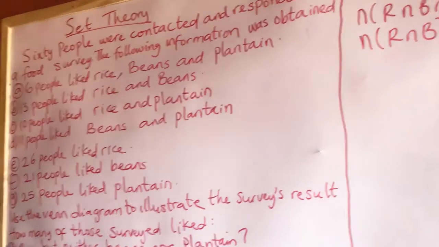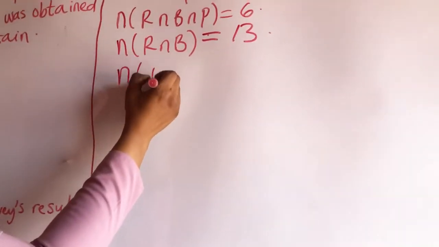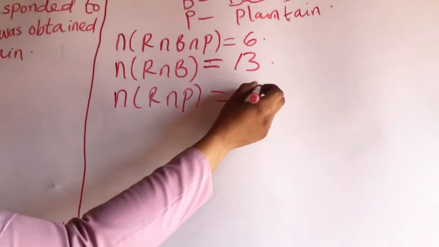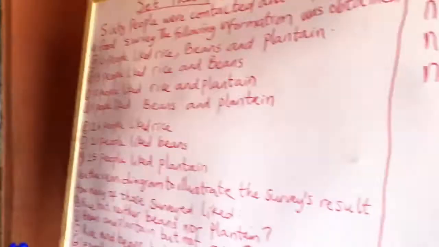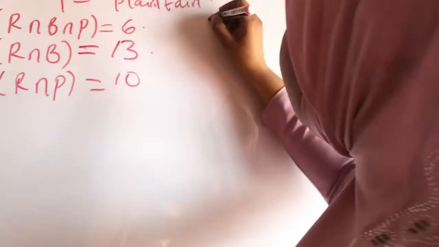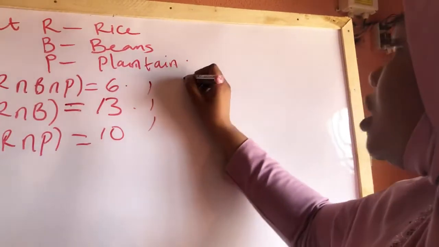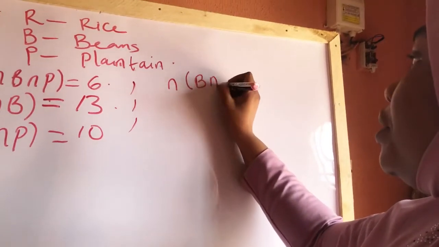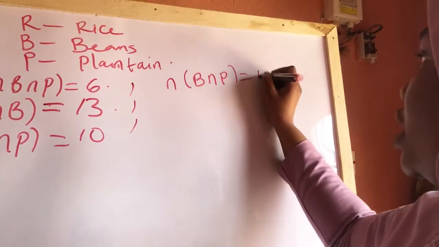10 people liked rice and plantain. So cardinality of R and P is equal to 10. 11 people liked beans and plantain. So let's write that one here. The cardinality of B and P is equal to 11.